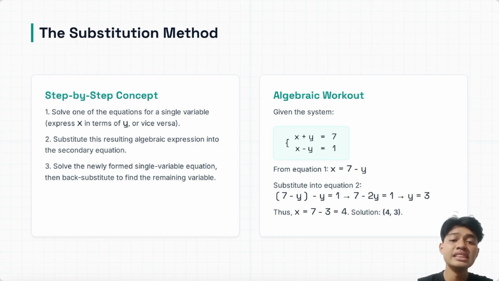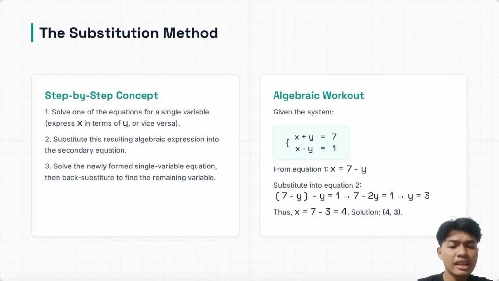The second method is the substitution method. In this method, we first solve one equation for one variable. Then, we substitute that expression into the other equation. This reduces the system to a single equation with one variable. After finding one variable, we substitute it back to determine the other variable.